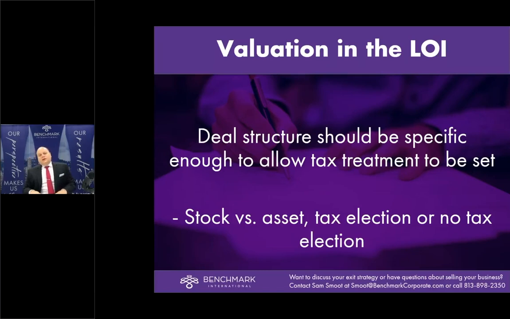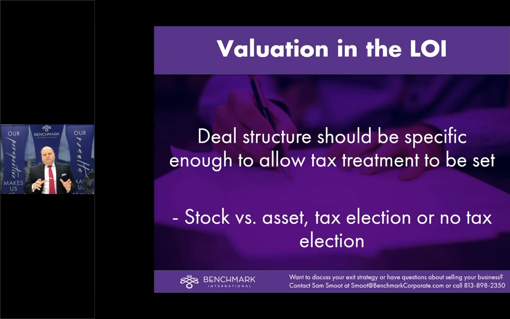Again, in the United States, you can do an asset deal, you can do a stock deal and then have a tax election. A tax election essentially means that a stock deal will be treated as an asset deal for tax purposes under the U.S. Internal Revenue Code, which is a loss for the seller in almost every case.